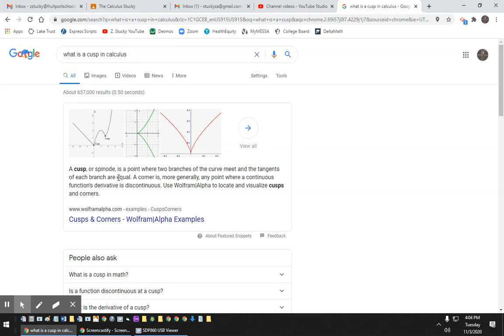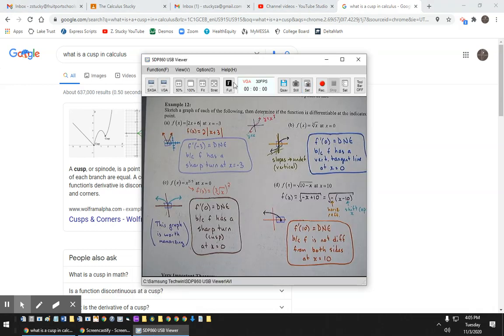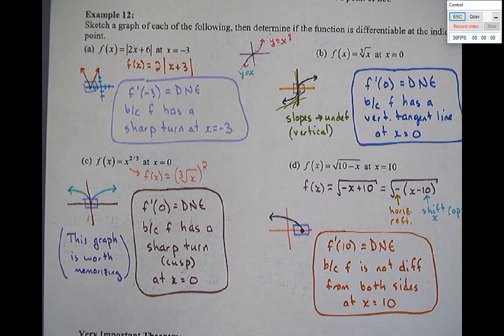That doesn't help me much. I'm still confused, because this tangent, I guess those two would have the same tangent line, wouldn't they? If you drew the tangent line from this side and the tangent line from this side, I guess it would have. I guess so. I don't have a good way to explain it, so I'm not going to talk about cusps. I'm going to keep talking about them as just sharp turns.